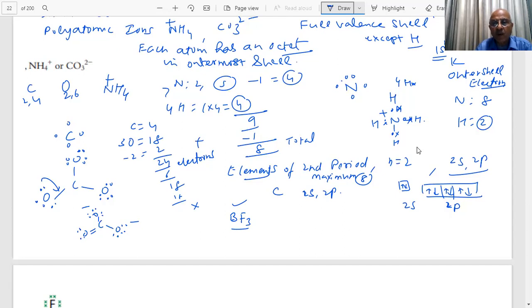Boron, what is the atomic number of boron, student? Boron is 5. So 1s2, 2s2, 2p1. It has only 3 electrons in the outermost shell. Only 3. Boron, 2s and 2p. If I excite this electron, student, from 2s to 2p, this is our boron. This is my boron.